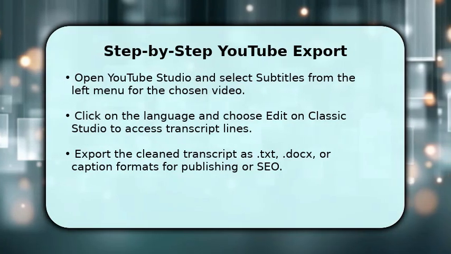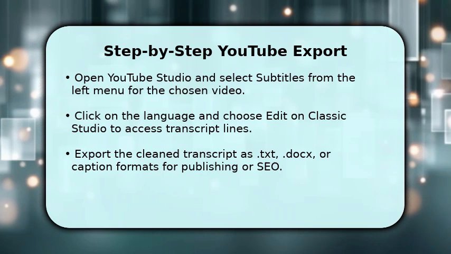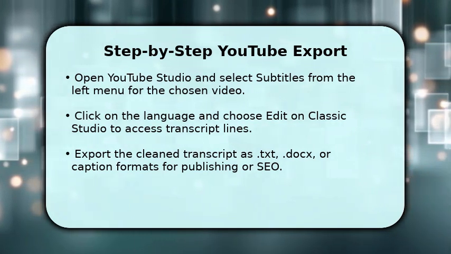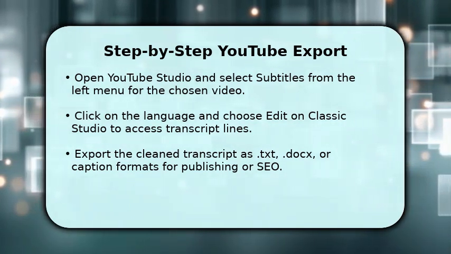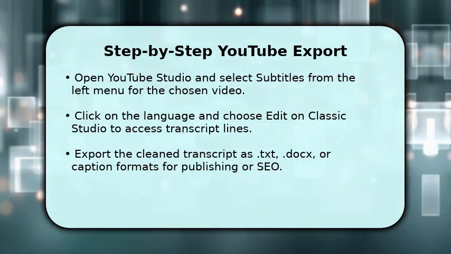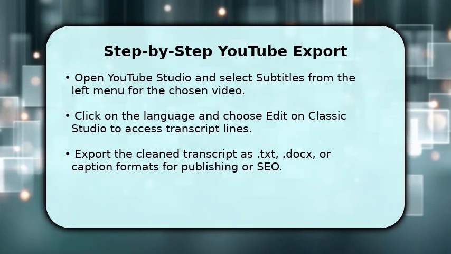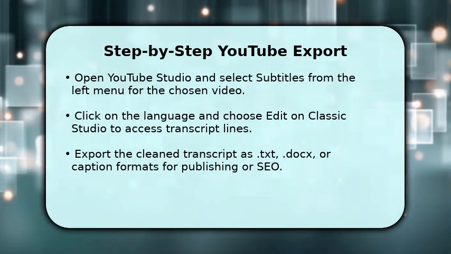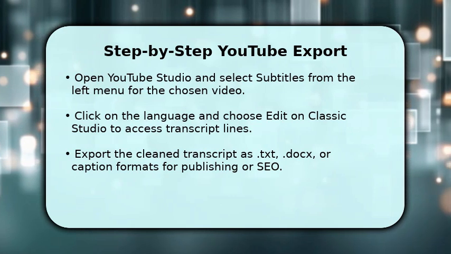Open YouTube Studio and select subtitles from the left menu for the chosen video. Click on the language and choose Edit on Classic Studio to access transcript lines. Download the caption file as SRT or VTT using the three-dot menu for external editing.